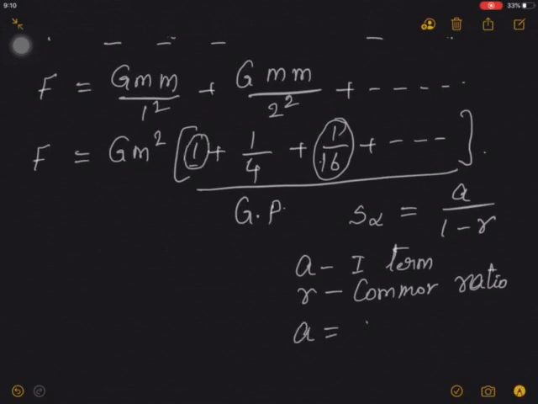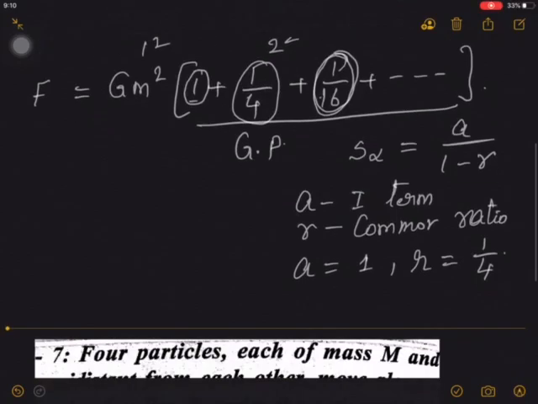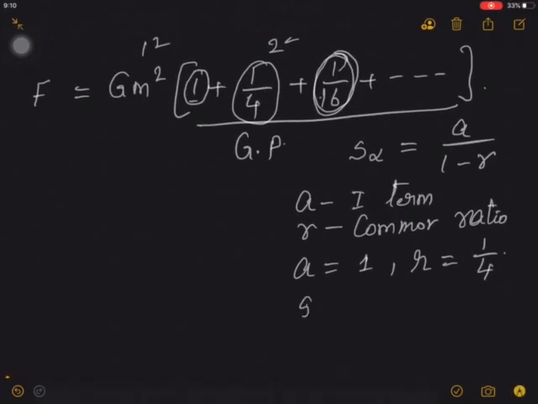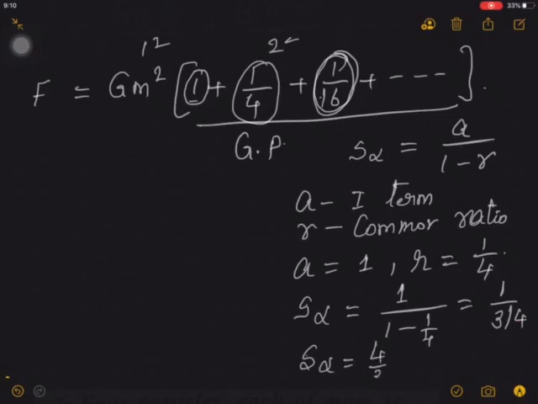Here in this case the value of a, the first term, is 1, and the common ratio r is equal to 1 by 16 divided by 1 by 4, so 1 by 4 will come. By writing this here, you will get S infinity is equal to a by 1 minus 1 by 4, which is equal to 1 by 3 upon 4. S infinity, you will get as 4 by 3.